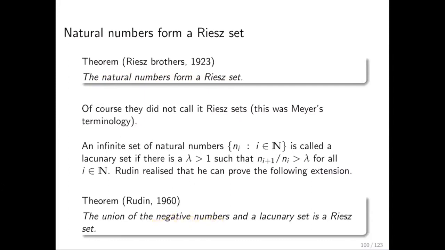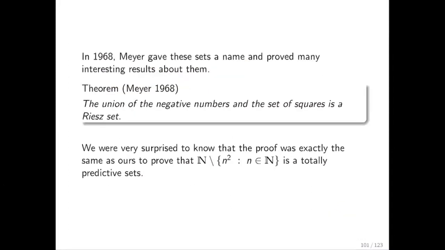So any measure whose Fourier transform is supported on this very sparse set is absolutely continuous. And Meyer took these results and showed that the union of the negative integers and the set of squares is a reset. We were very surprised to find out that his proof was exactly the same proof as what we use for totally predictive sets. Amazingly, the question for cubes is also open in this context. So we don't know that the union of the negative integers and the set of cubes is a reset.